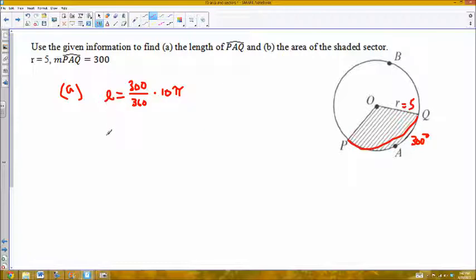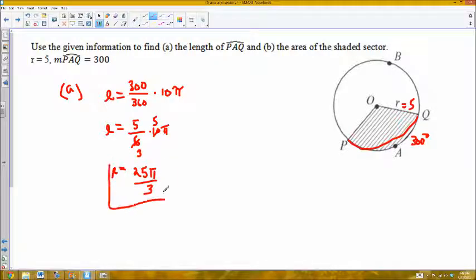So let's reduce this fraction. I have 300 out of 360, which is 30 out of 36, or 15 out of 18, or just 5/6. So this whole fraction reduces to 5/6, 300 out of 360, times 10 pi, which tells me the length of the arc. When I multiply by 10, well, 6 and 10 share a common factor of 2. So that'll give me this. So the length of the arc is 25 pi over 3. So that is the length of the arc.